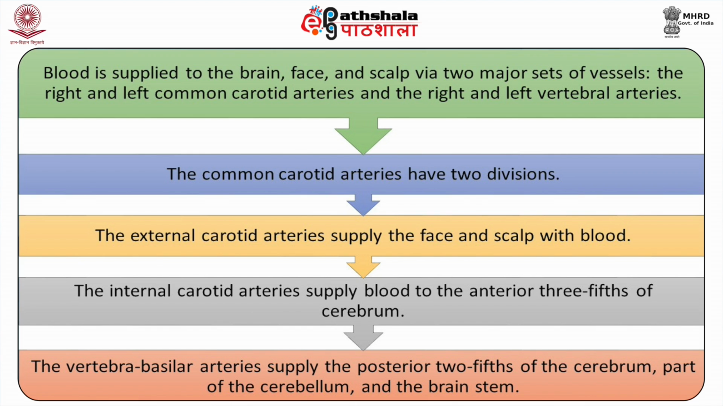The common carotid arteries have two divisions. The external carotid arteries supply the face and the scalp with blood. The internal carotid arteries supply blood to the anterior 3/5 of the cerebrum. The vertebrobasilar arteries supply the posterior 2/5 of the cerebrum, part of the cerebellum and the brainstem.